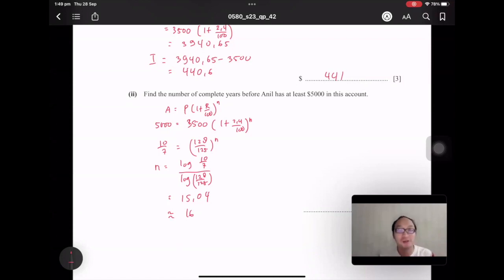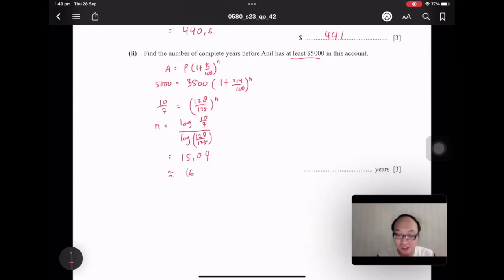Yeah, because we have to add one more to make it at least 5,000. If we choose 15, it will be less than 5,000. So we add 1. So the complete years will be 16. Yeah, that's it. If you cannot use the log, you can use the trial and error. You can try for n equals to 15 or n equals to 16. Just do the trial and error and then find the closest value that has the least value of 5,000.